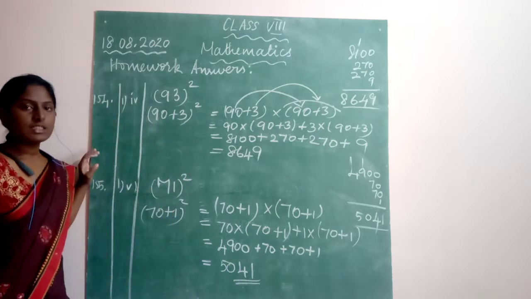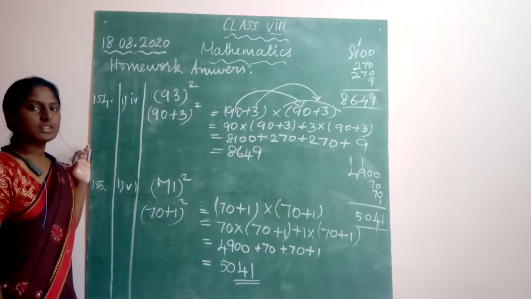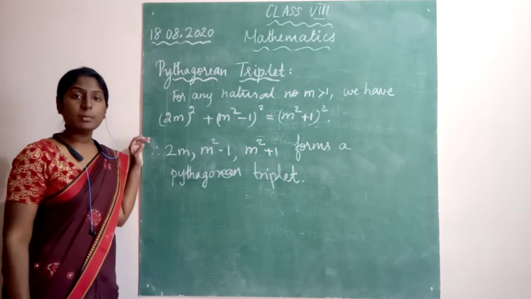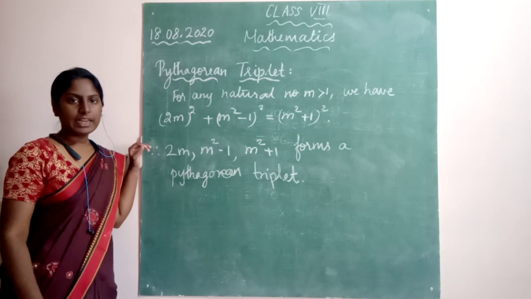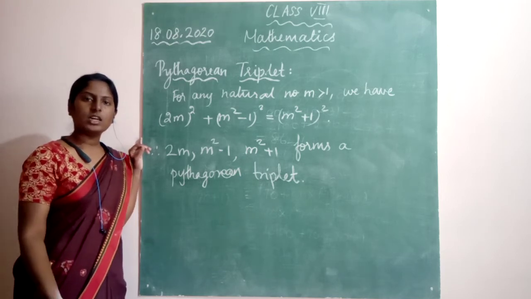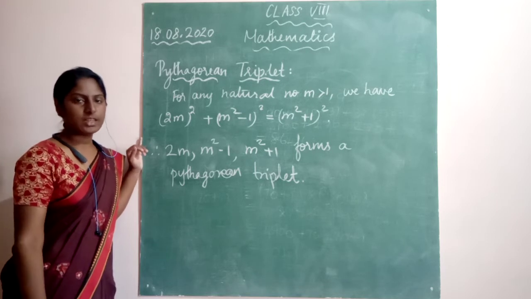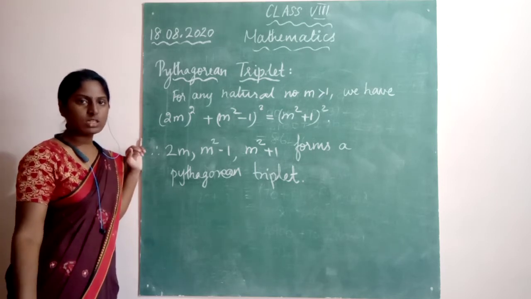So we have discussed all the homework answers. Finally check your answers with it. Okay, the next topic is Pythagorean triplet. So you all know what the Pythagoras theorem is, right? In a right angle triangle, AC square is equal to AB square plus BC square. That is, hypotenuse square is equal to the sum of squares of the other two sides.